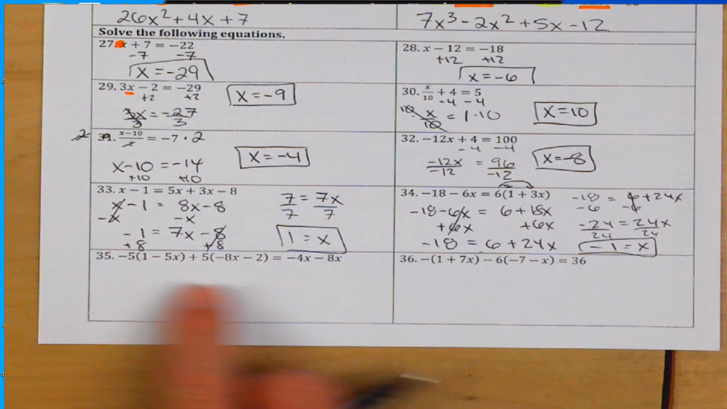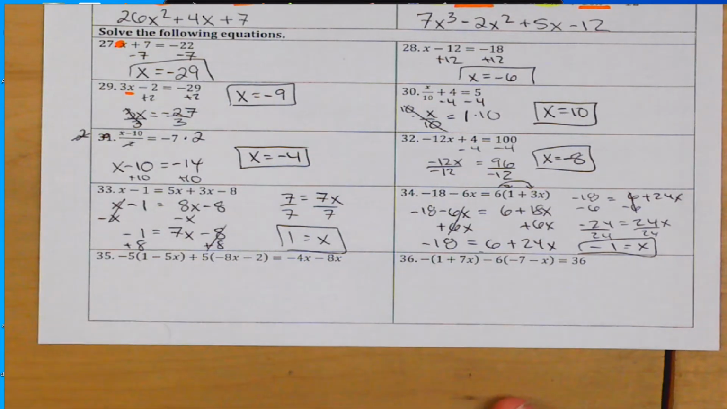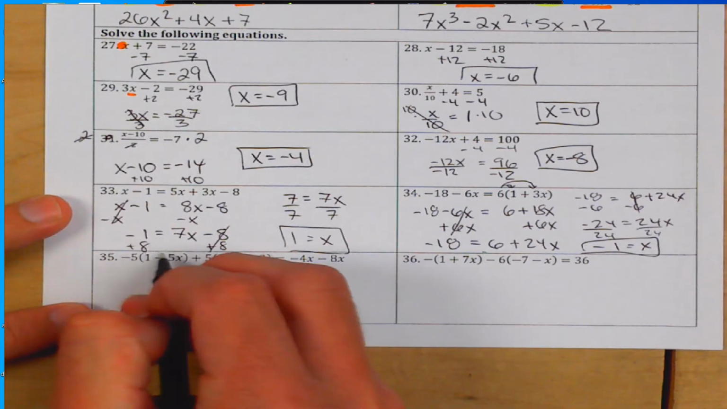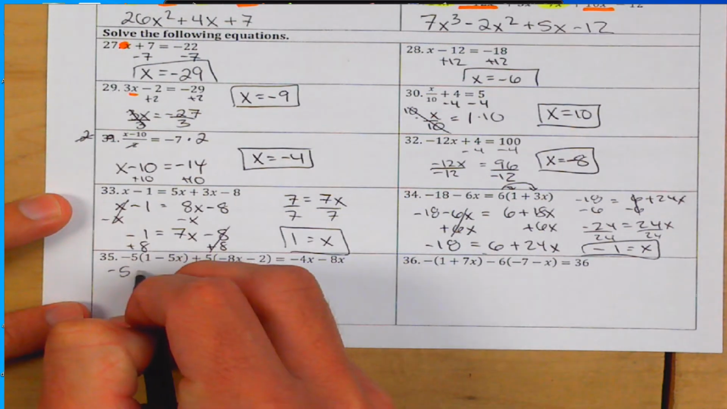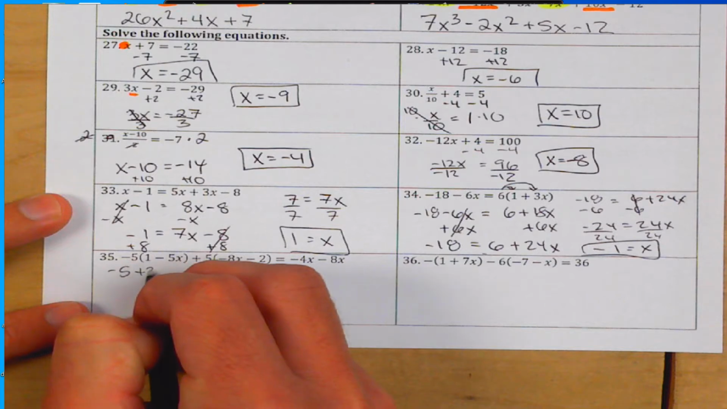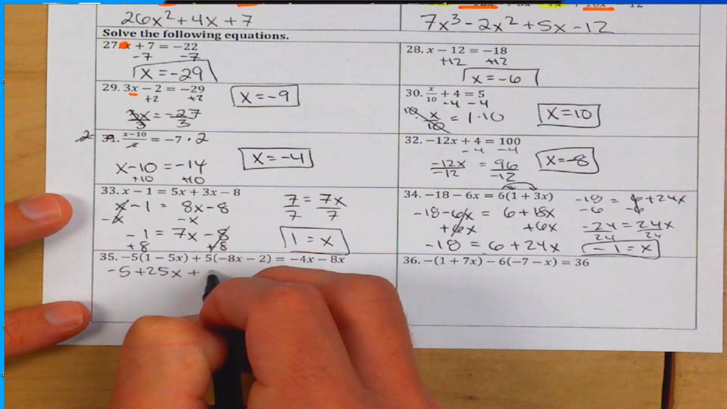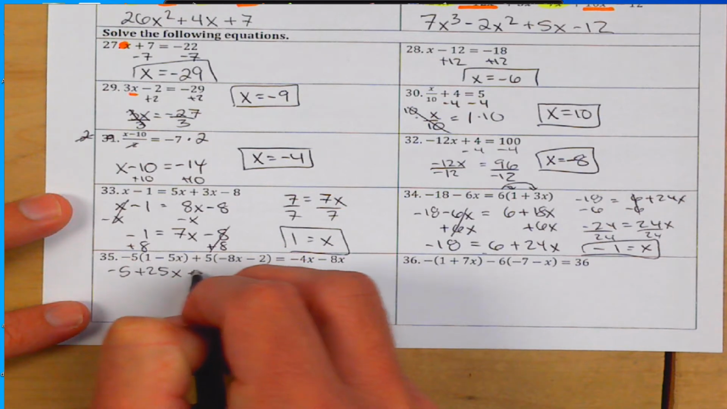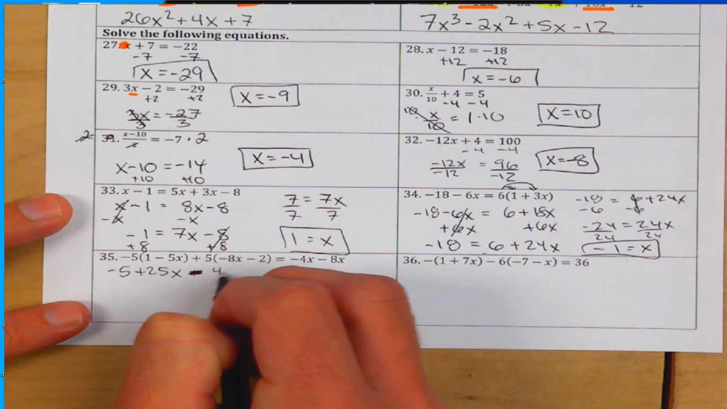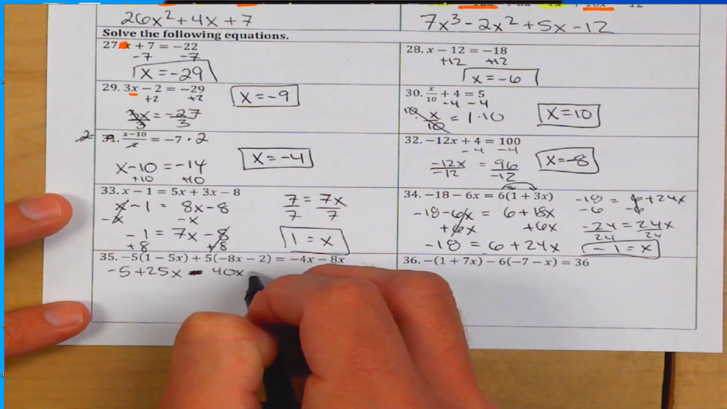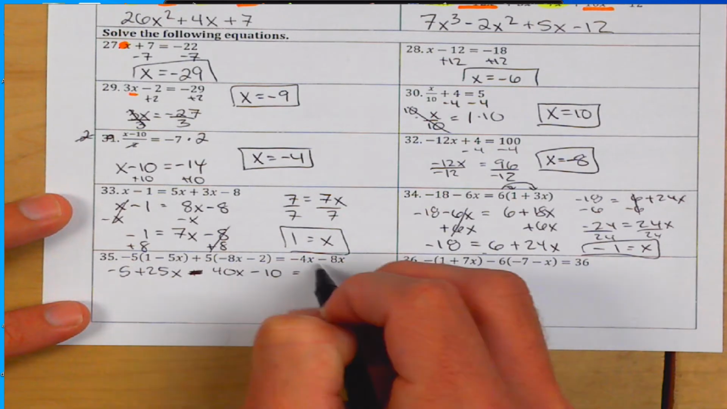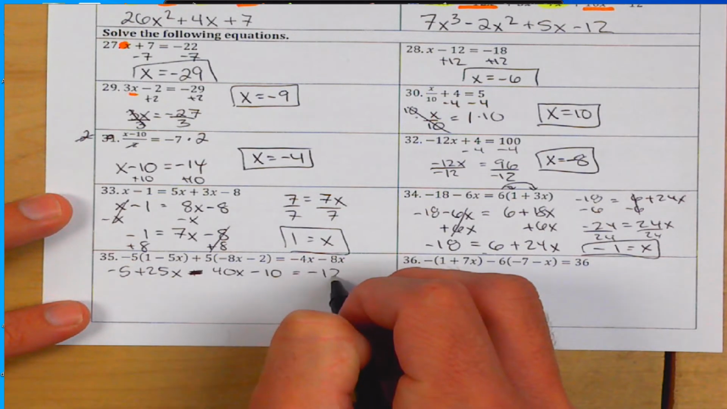Alright, now we're just getting a little bit longer. I'm going to go a little bit faster on these ones, but we're going to distribute first. So that's negative 5. Negative 5 times negative 5 is 25x. 5 times these is going to be negative 40x, and a negative 10 equals, and I'll combine those to make negative 12x.